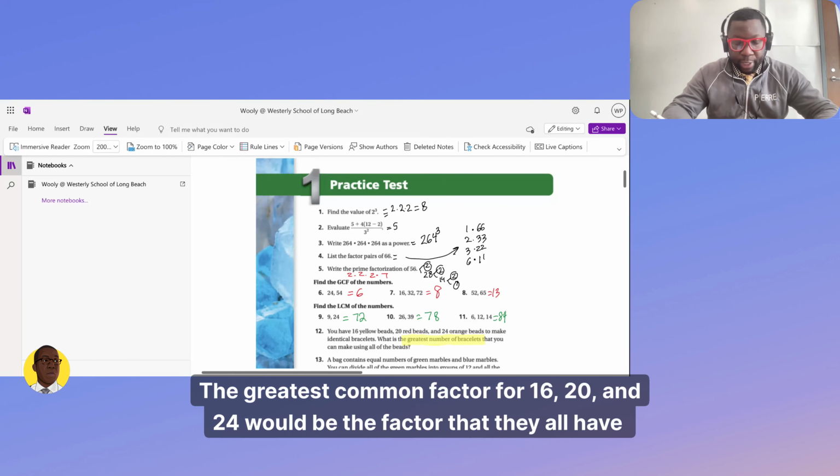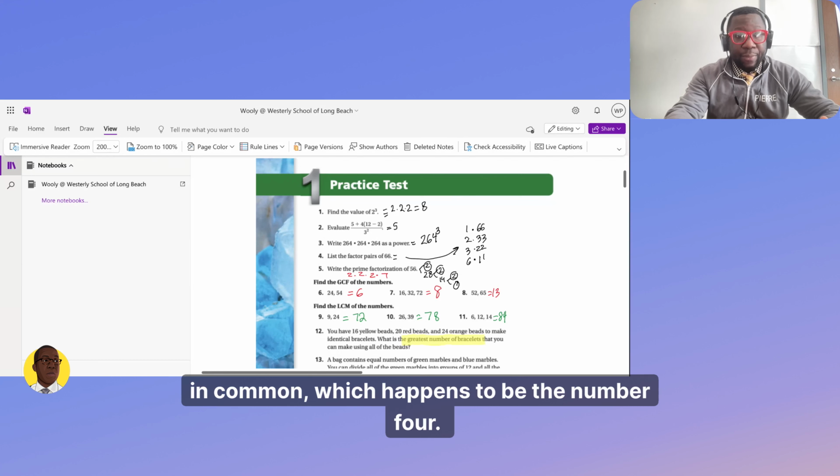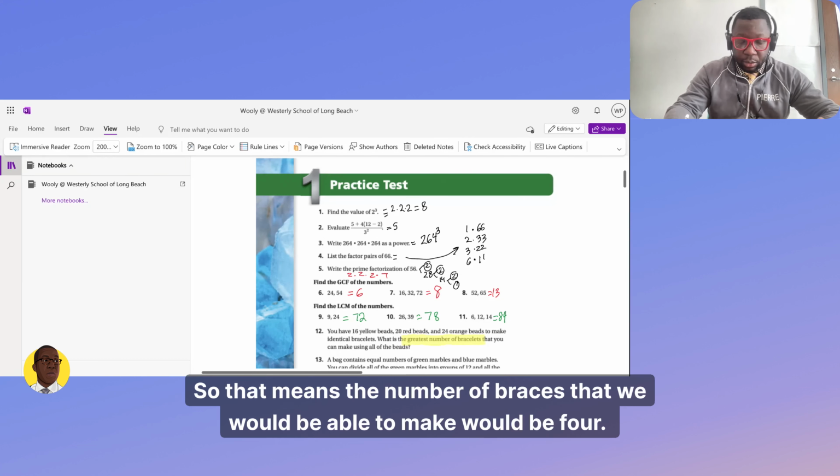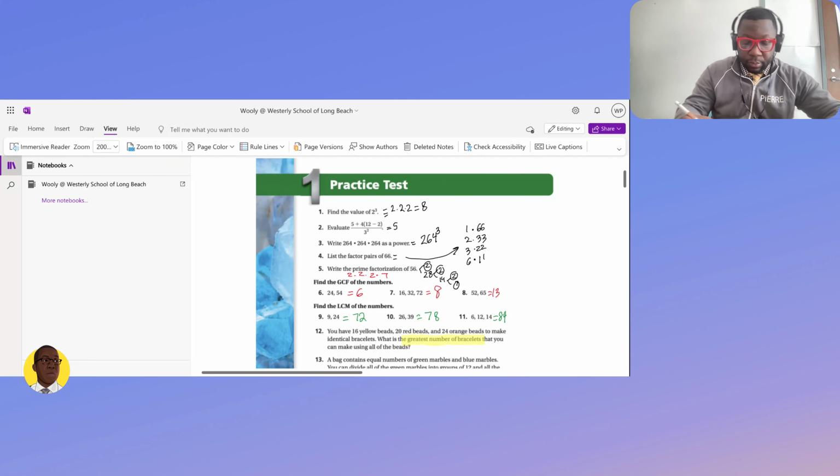The greatest common factor for 16, 20, and 24 would be the factor that they all have in common, which happens to be the number 4. So that means the number of bracelets that we would be able to make would be 4.